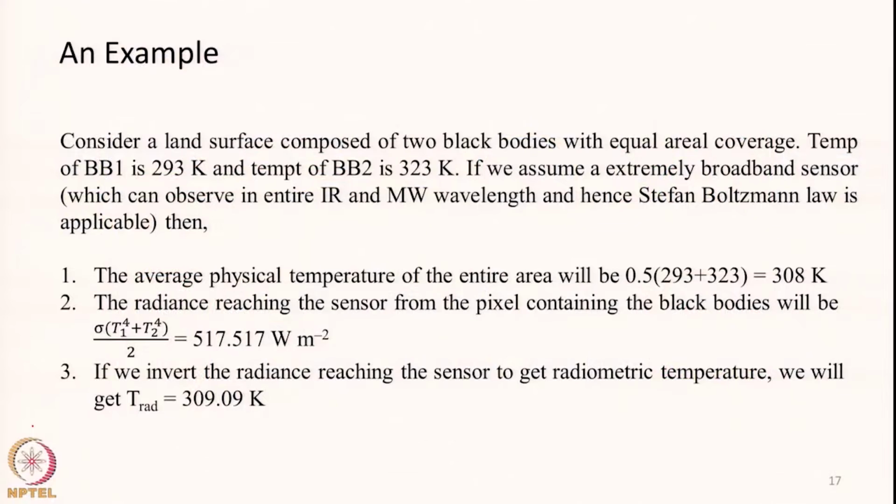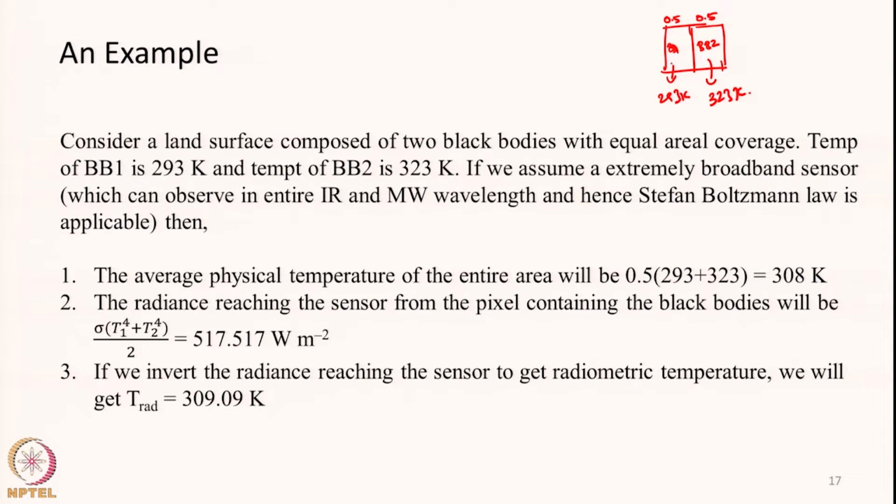Here, the same example I described in the last slide is given. A land surface is like this, or some areas like this. It has 2 objects, black body 1 and black body 2, each occupying 0.5, like half of the area within this particular JFOV. Black body 1 is at a temperature of 293 Kelvin, black body 2 is at a temperature of 323 Kelvin.